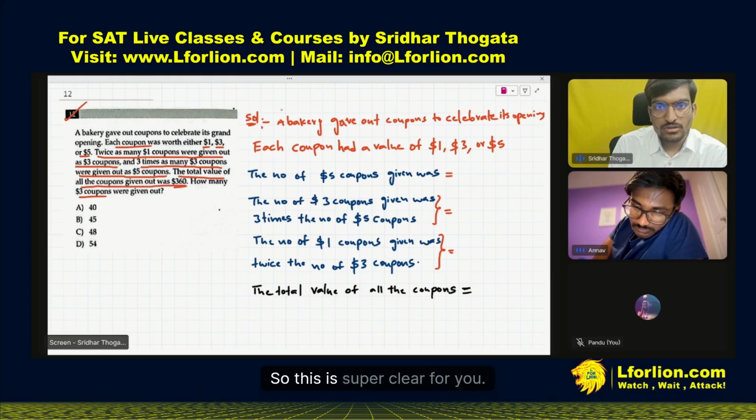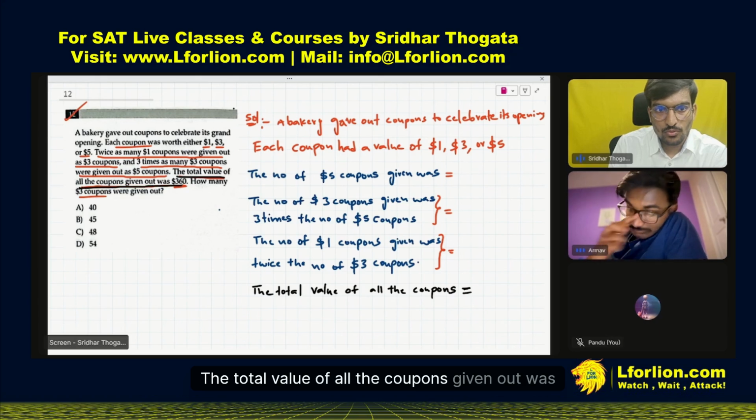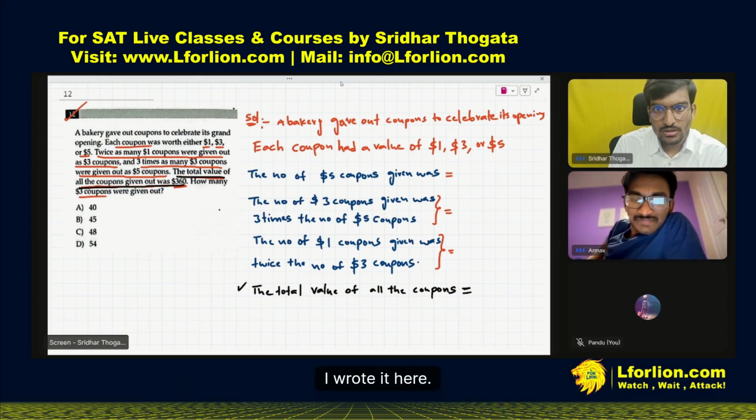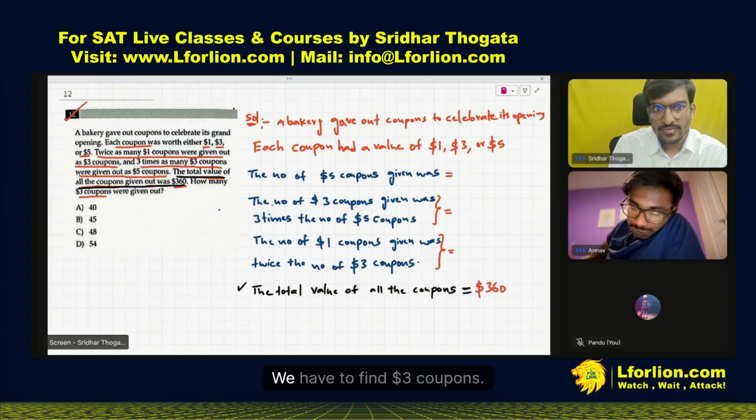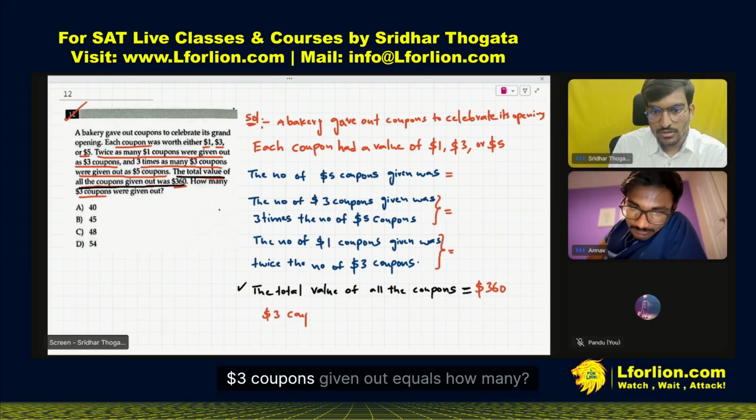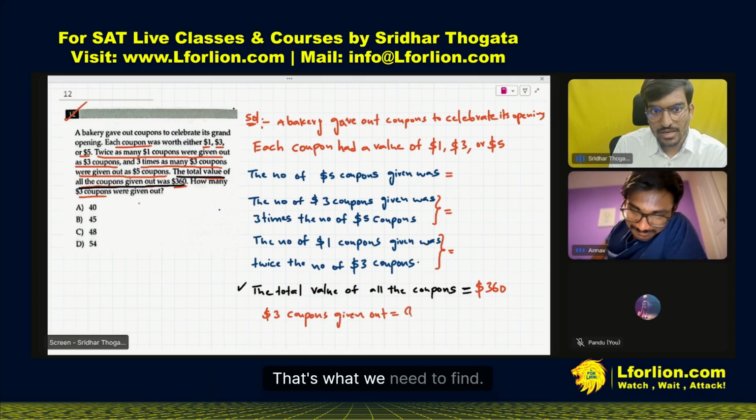So this is super clear for you. The total value of all the coupons given out was 360. I wrote it here, you can see I'm writing $360. We have to find $3 coupons. $3 coupons given out equals how many? That's what we need to find.